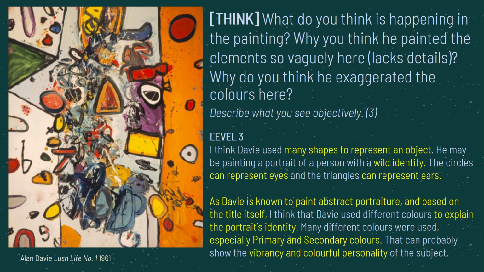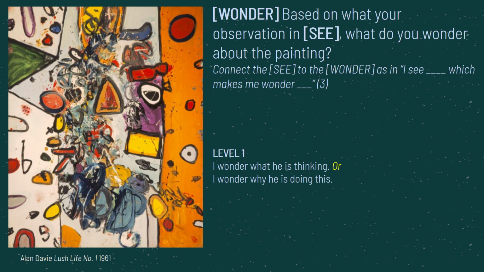This is an example of a level 3 answer. I think Davy used many shapes to represent an object, possibly because he is painting a wild identity. Or the circles may represent this, the triangles may represent that. So these are all your opinions, and you must support them with evidence and also with elaboration. Okay, so this is the example. Now, a Wonder question: based on what you observe in the See question, what do you wonder about the painting? A level 1 answer would be I wonder what he is thinking, full stop.